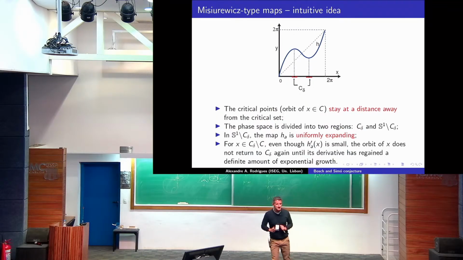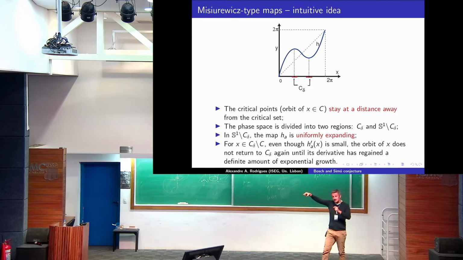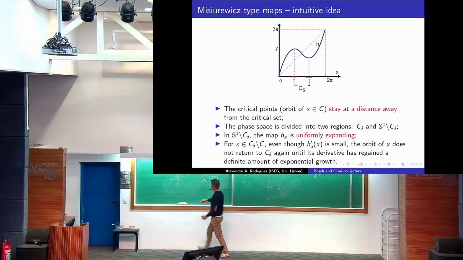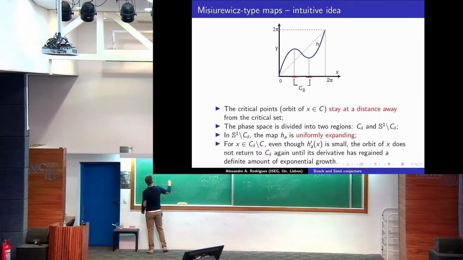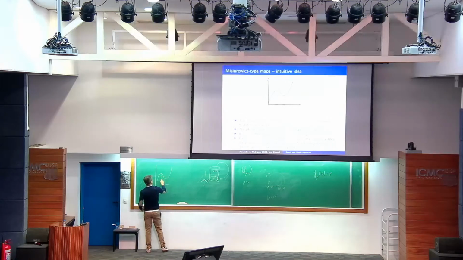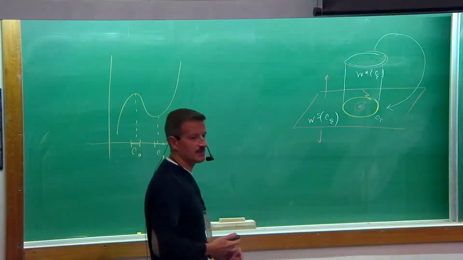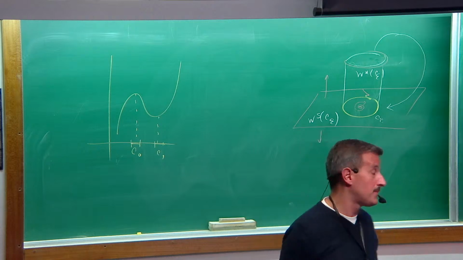So what is a Misiurewicz map? A Misiurewicz map is a map that satisfies these properties. The critical points, when I compute the orbits, stay at a distance away from the critical set. So I have a Misiurewicz map, a map with two critical points, like this. This is C0, this is C1. So I can define neighborhoods of the critical points.